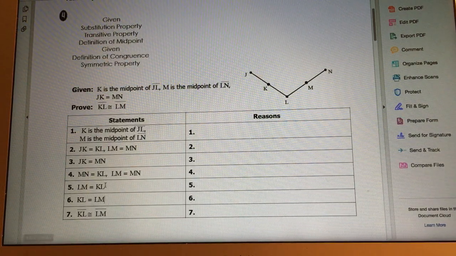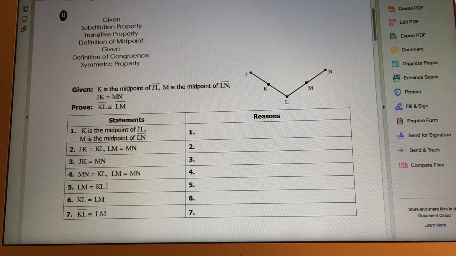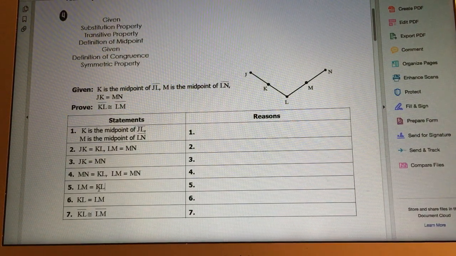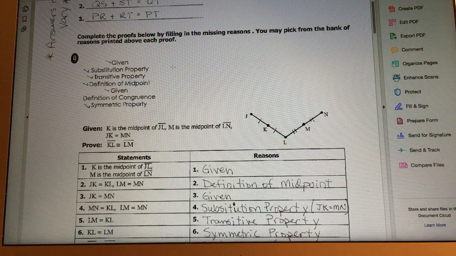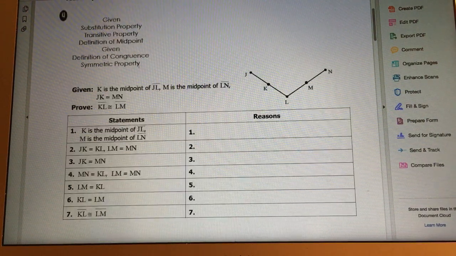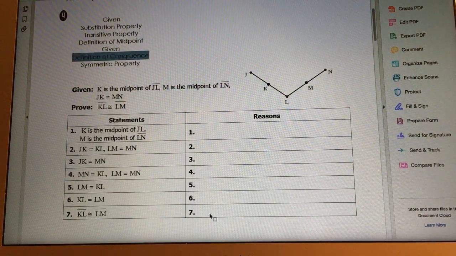So what allows us to go from 5 to 6? Would that be symmetric property or definition of congruence? Well, recall symmetric property is what allows you to reverse an equation, to switch it around, which is exactly what happened from 5 to 6. So 6 would be symmetric property. And then for number 7, when we go from an equal sign to a congruence, that is the definition of congruence right there. So that's number 7.